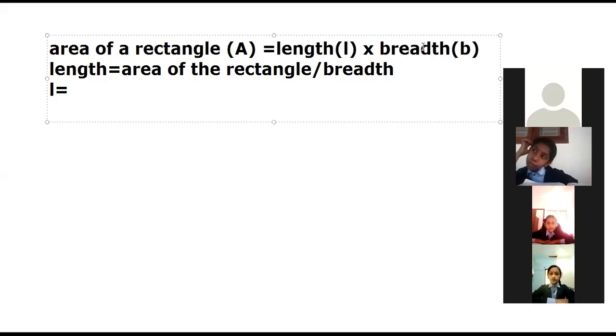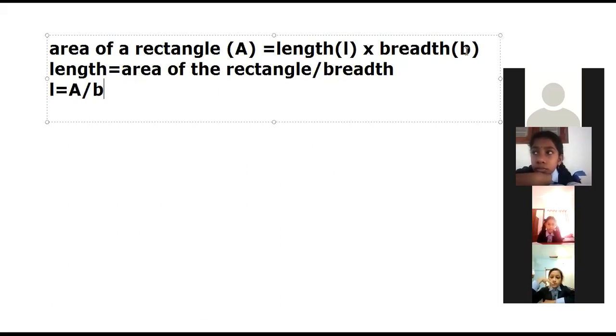L will be equal to area, which is capital A, divided by breadth, which is B. So length is equal to A by B. If you are asked to find the length of a rectangle, you should use this equation. Area and breadth will be given in the question. We only need to find the length. Identify A and B and substitute them in the equation, and within seconds you can find the answer.